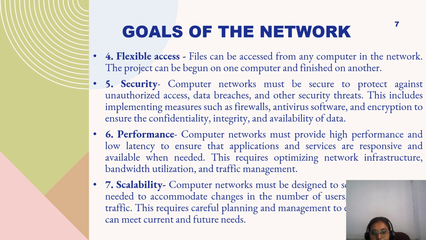And then the next one is flexible access. Files can be accessed from any computer in the network. Projects can begin on one computer and be finished on another one. And the next one is security. A computer network must be secure to protect against unauthorized access to data and other security threats. This includes implementing measures such as firewalls, antivirus software, and encryption to ensure the confidentiality, integrity, and availability of the data.